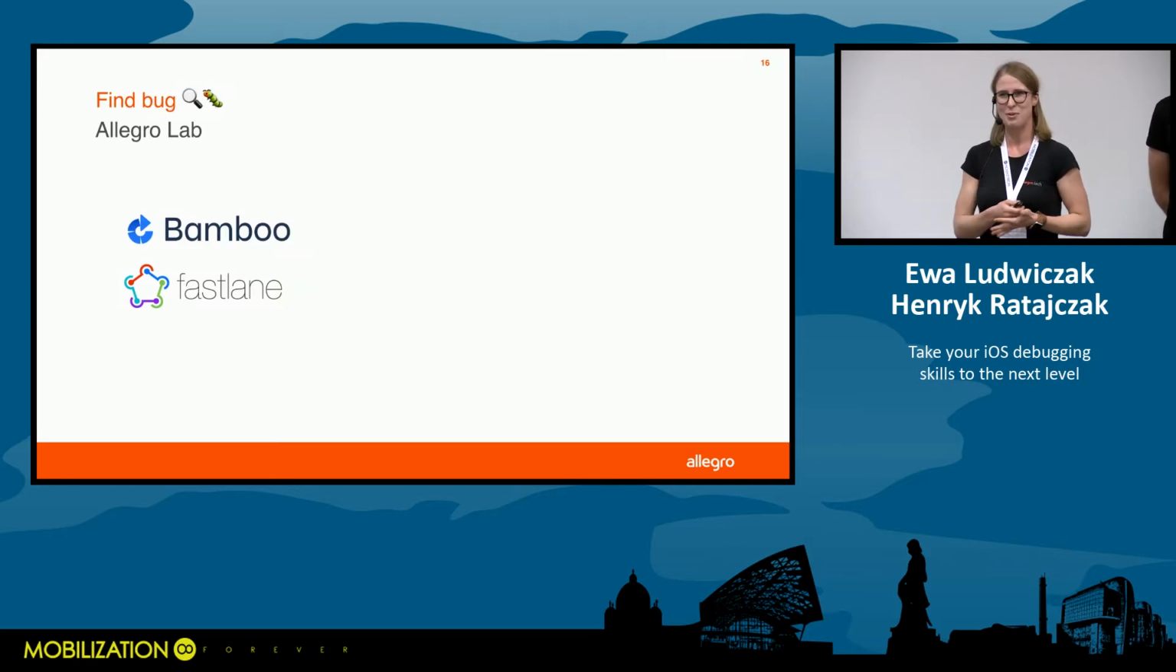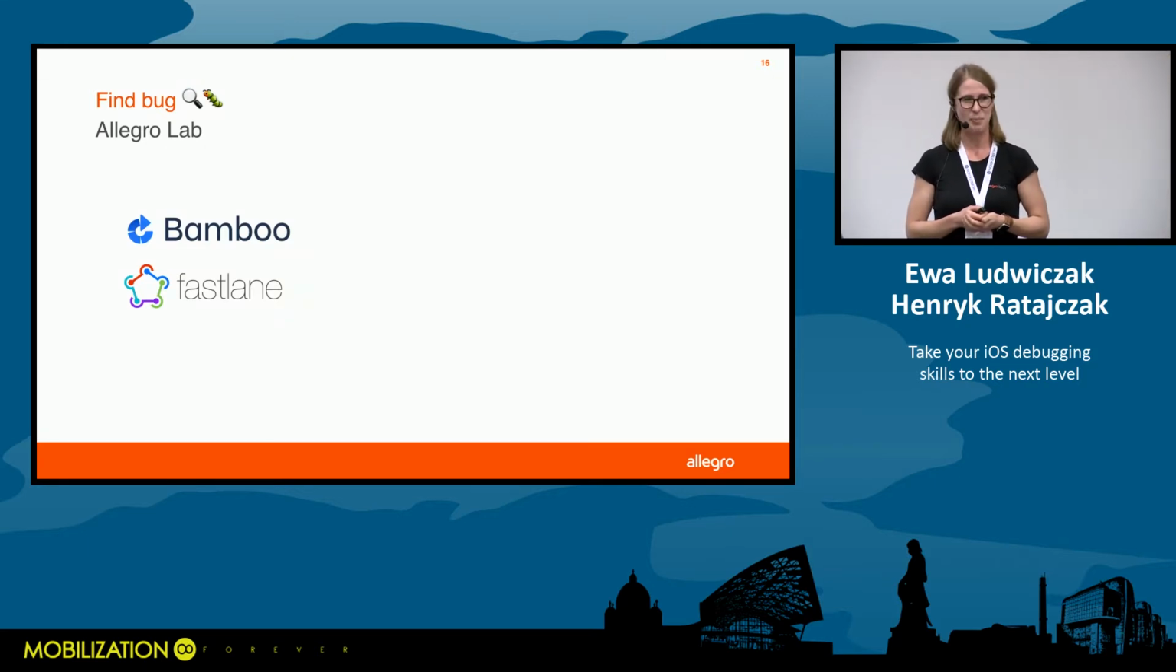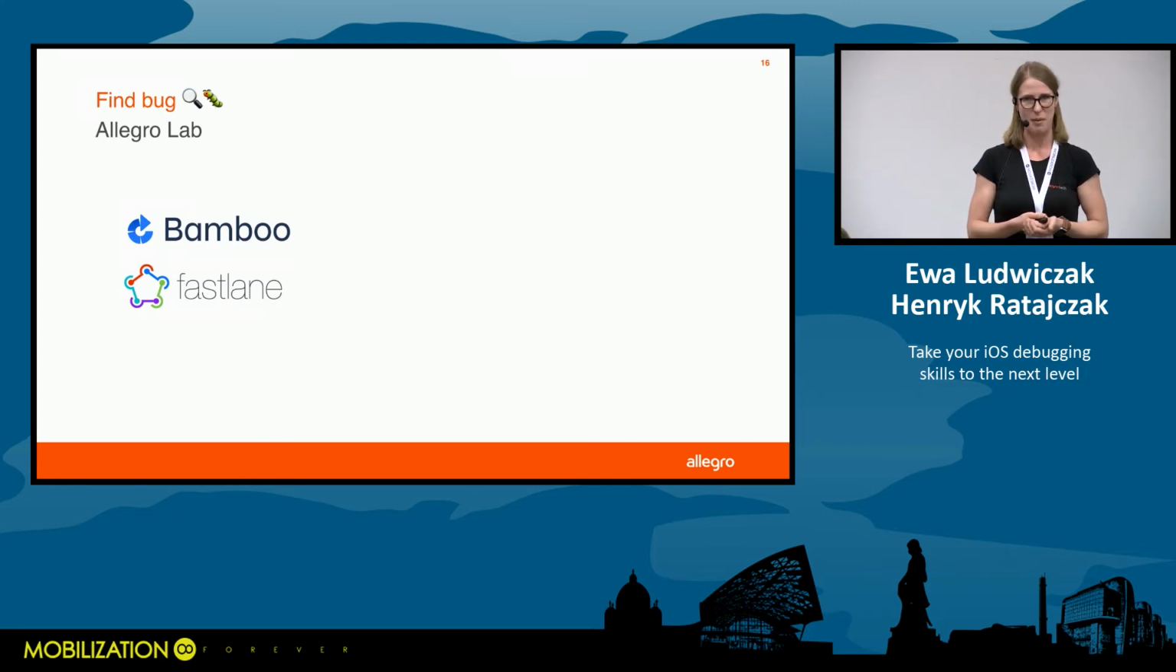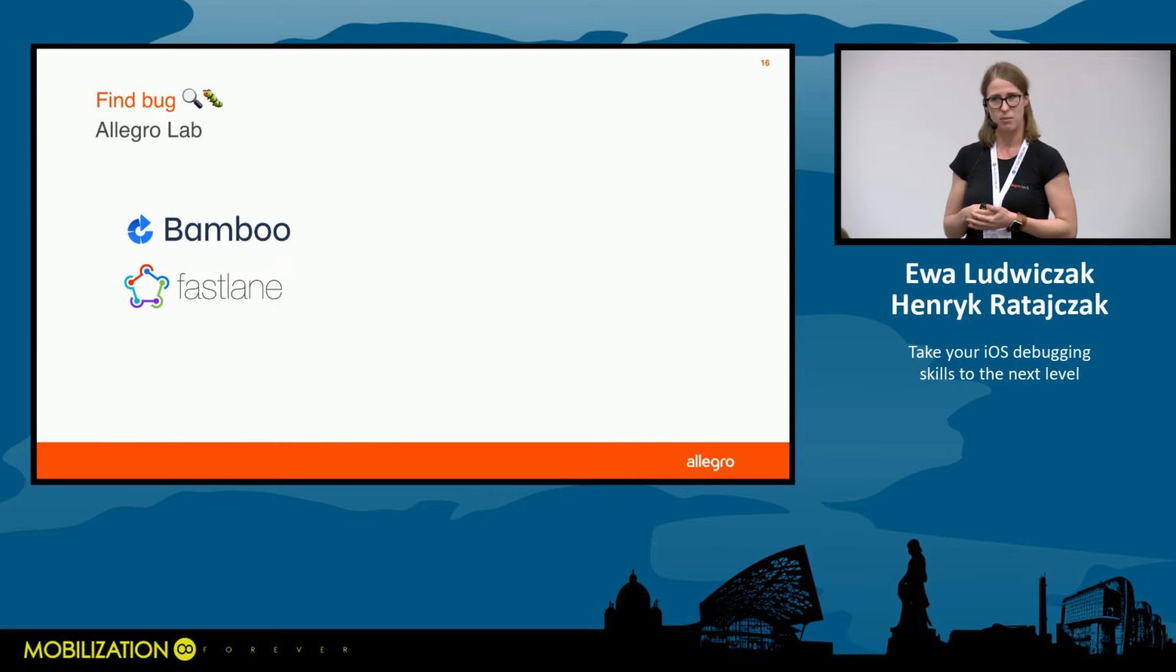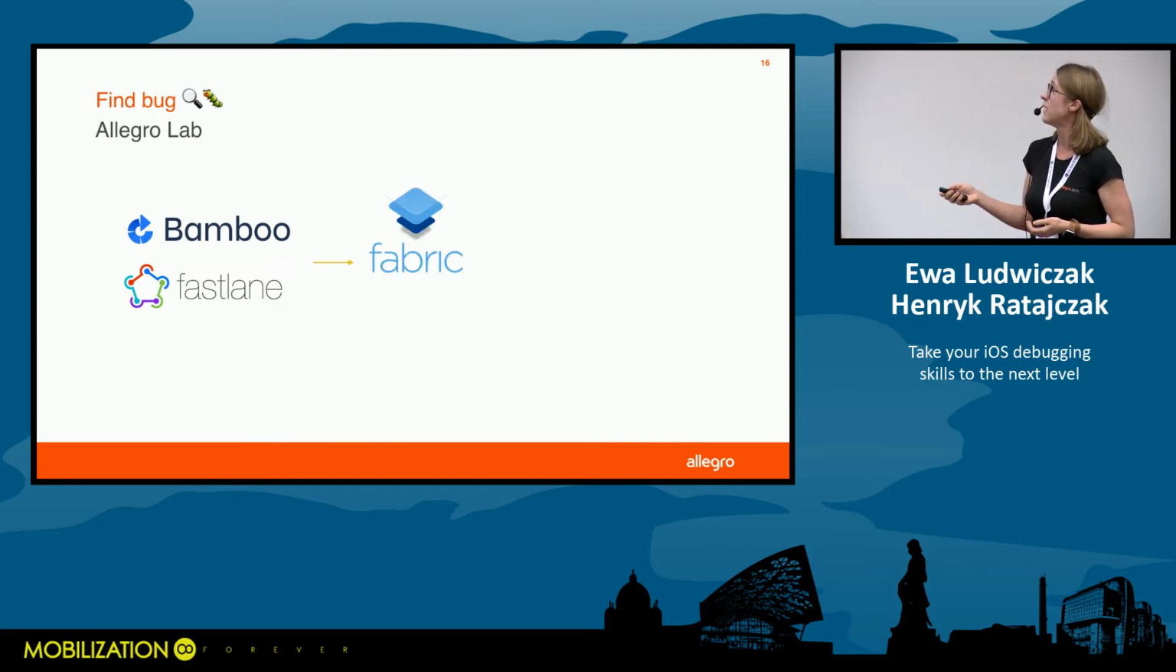OK, we talked about the tool that is available within Allegro Lab, but we haven't yet said how we invite people to install this special app version. So we have a Bamboo plan that is available for everybody in the company. It uses Fastlane under the hood, and it uploads our app to Fabric.